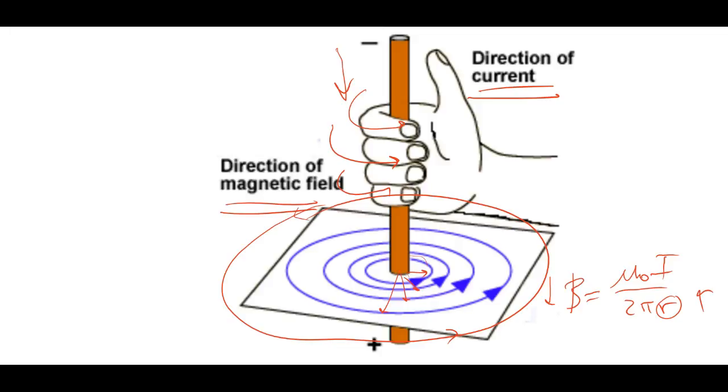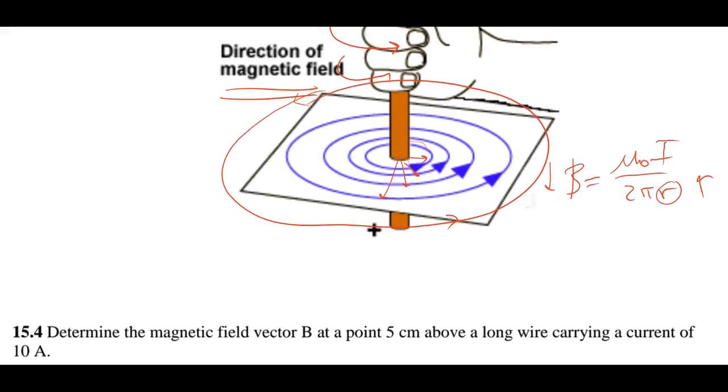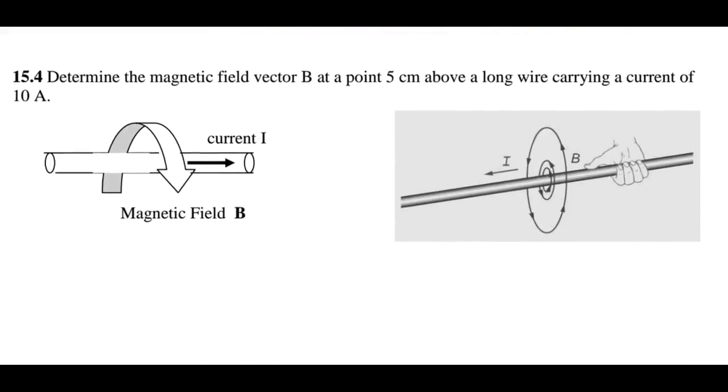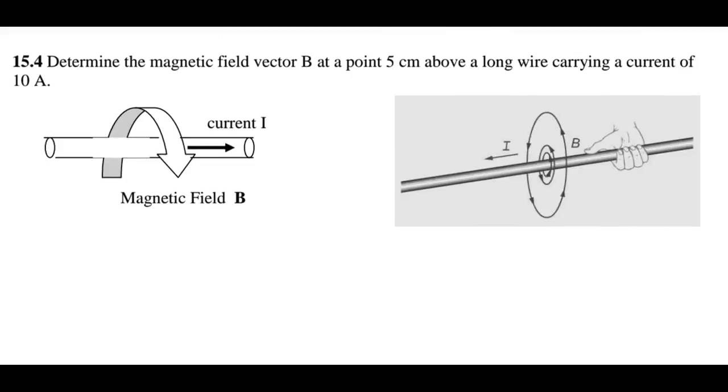Okay, so make sure we know that. All right, so let's look at the next page. So flip over and let's take a look at 15.4. It says determine the magnetic field vector B at 5 centimeters above a long current carrying wire carrying a current of 10 amps. And so 5 centimeters is my distance away from the wire, and 10 amps is the current that it's carrying.